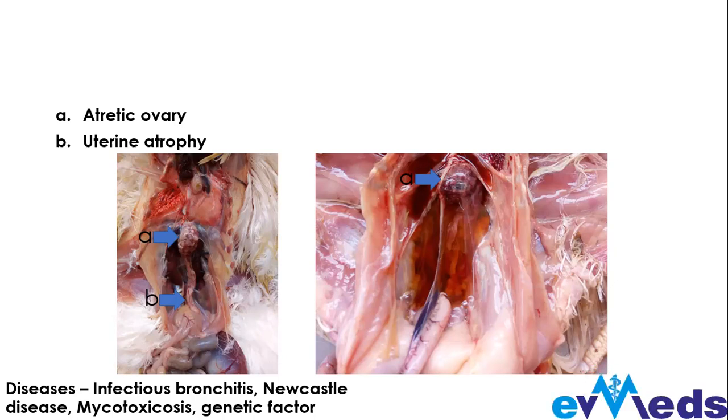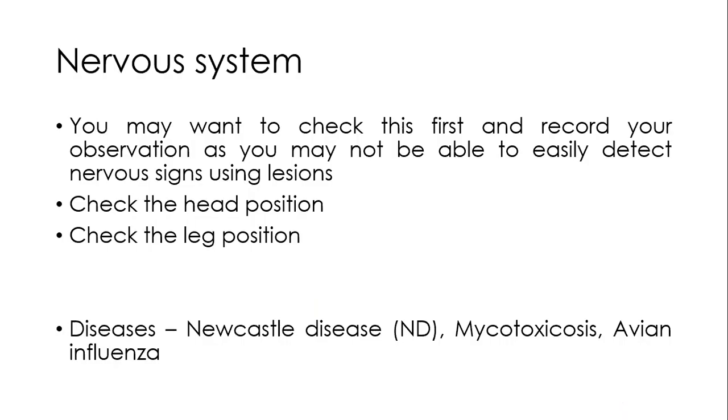You can also see that in infectious bronchitis, Newcastle disease, mycotoxicosis. Sometimes it can be a genetic factor. For the genetic factor, instead of the ovary developing with the uterus during reproductive age, they just don't develop. So that is the genetic factor that I was referring to. For the nervous system, you may want to check this first and record your observation because you may not easily detect them once you open it up.